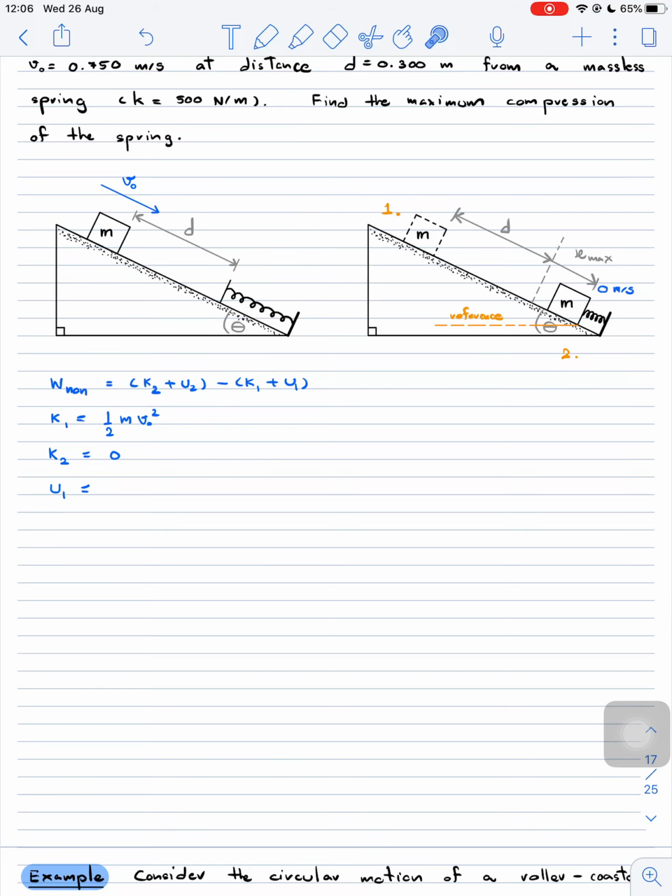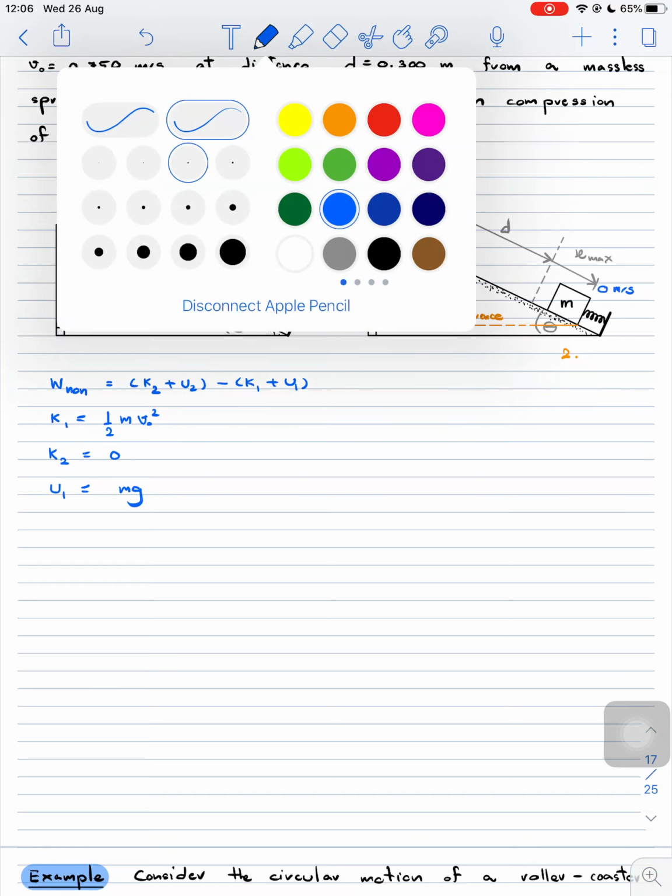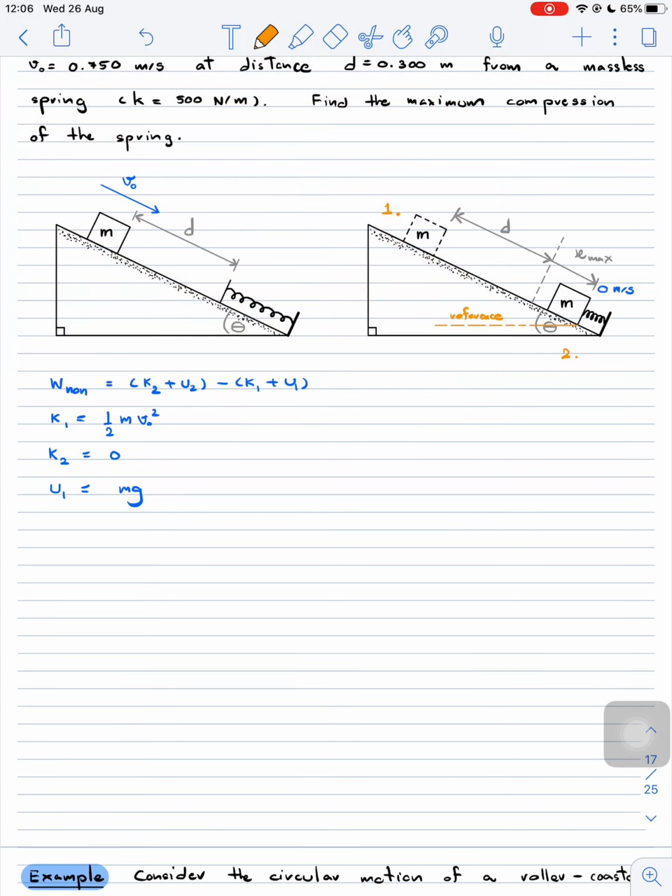Okay, so now if this one is the reference level, it means that U1 just depends on M times G and then times the height. What is the height in this case? The height is the position of the block relative to this reference level. So what is this value?